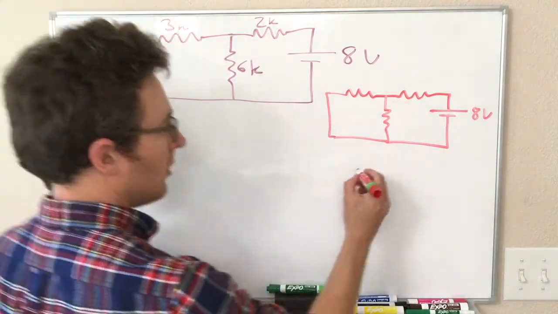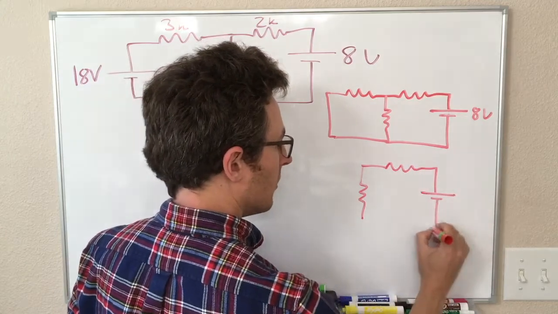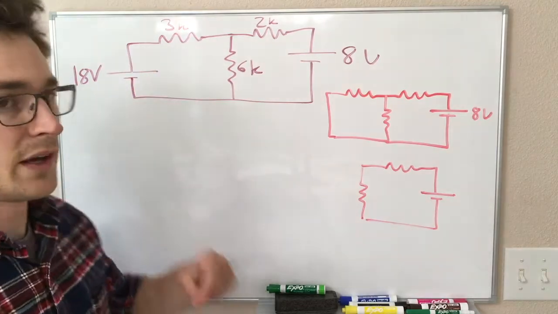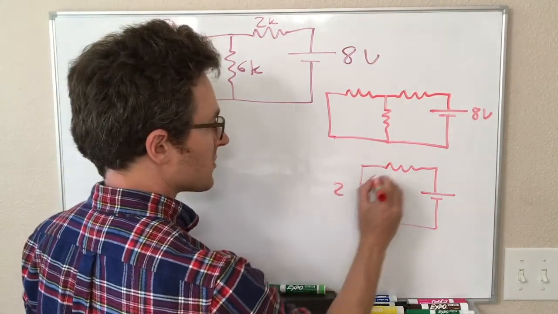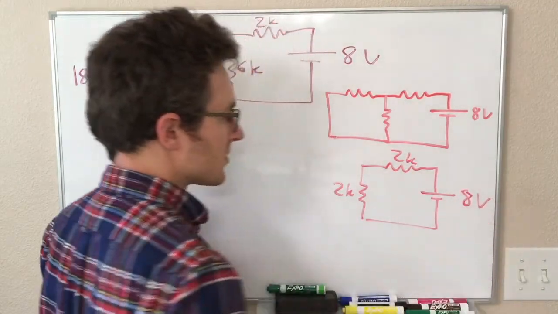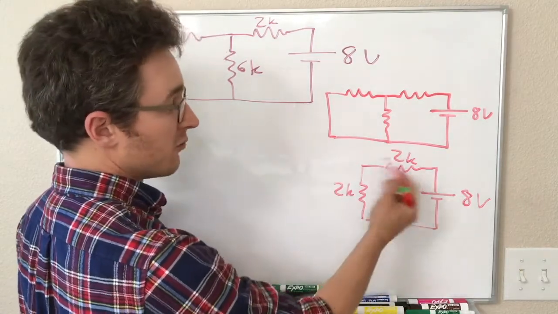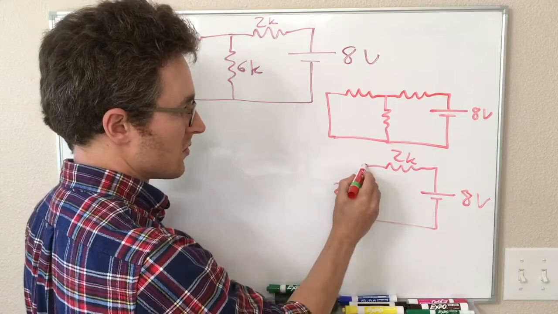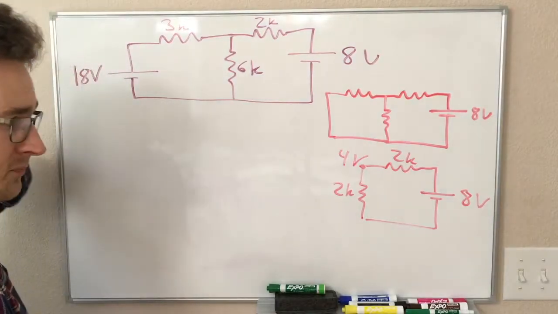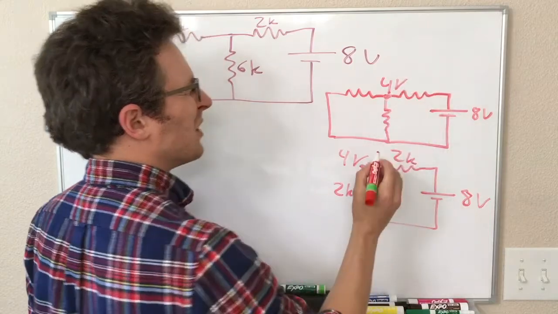So I can replace them with a single resistor that has a value of 6 times 3 over 6 plus 3. So that's 18 divided by 9, which is 2 kilo ohms. So I have two 2 kilo ohm resistors, and I have my 8 volts. Looking at this as a voltage divider, I have 2 equal resistances, so this point is going to be half of my 8 volts. That is 4 volts. So now going back to this picture, that point is 4 volts.